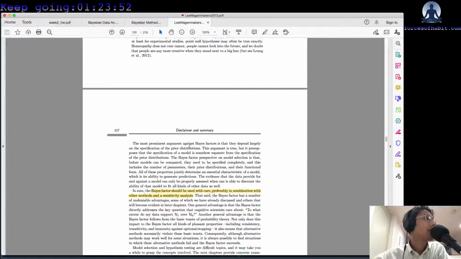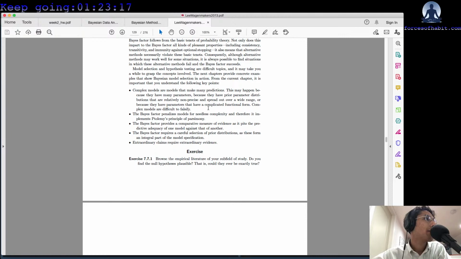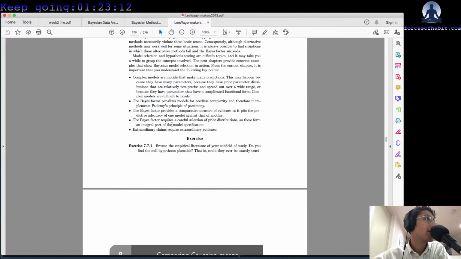So reiterating, big takeaways from yesterday are these points. Complex models are models that make many predictions. Models can make many predictions because they have many parameters, right? They have very diffuse priors that aren't precise, or they take on very complicated functional forms. Bayes factors are a way we can penalize models for this complexity, so in favor of parsimony.